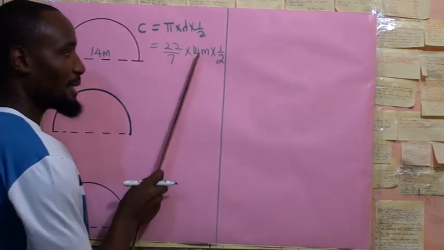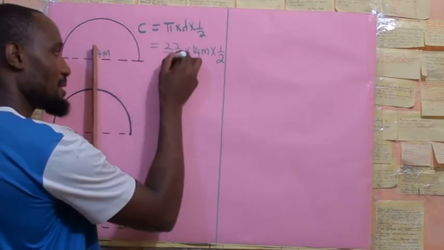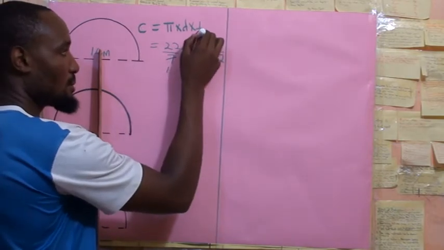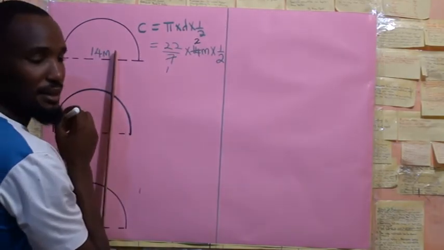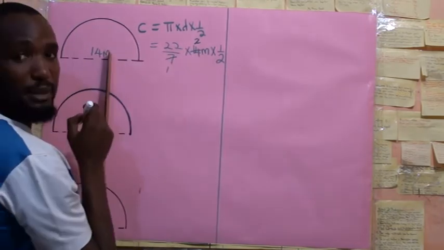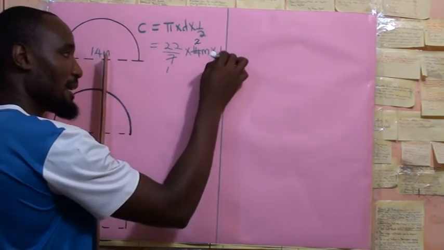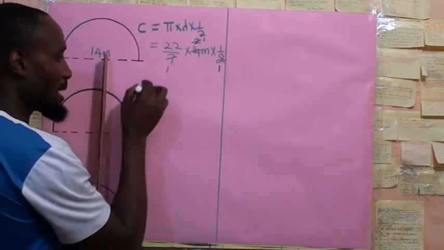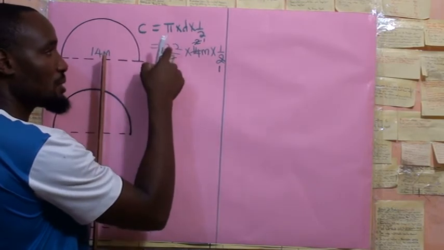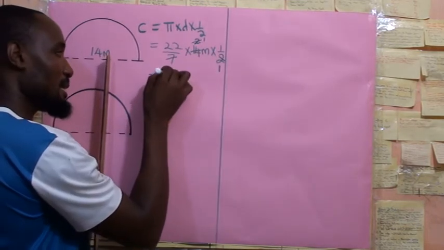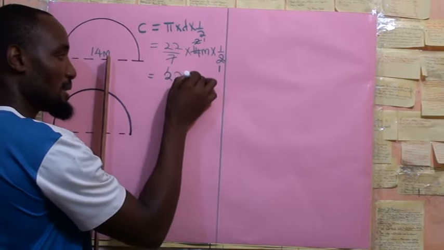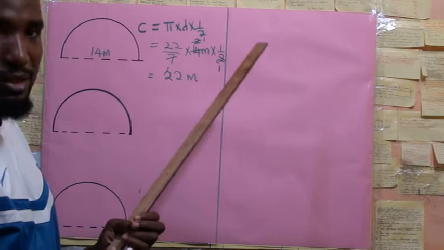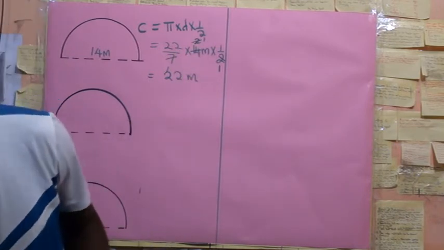7 and 14 can be simplified in a way that 7 here is 1, 7 here is 2. But these 2 and these 2 can be simplified. So 2 divides to 1, it divides to 1. So if you look at that calculation, what you are remaining with is 22 times 1 times 1, which is just 22 meters. So the circumference of that semicircle is 22 meters.